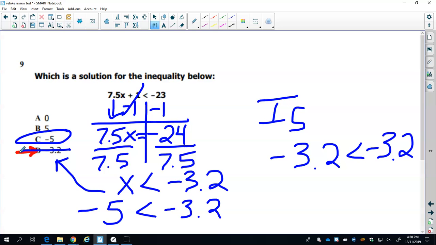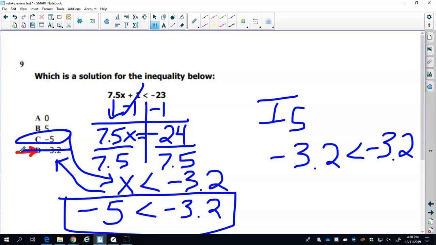If I put in that negative 5 for x, I can see that it works. Negative 5 is less than negative 3.2. This was the most missed question on the test. Most of you put negative 3.2. And so what that shows me is that you knew how to solve the inequality, which was great, but you picked the answer as if it was an equation and not an inequality. So the thing that you need to remember here is to always pay attention to that inequality sign.